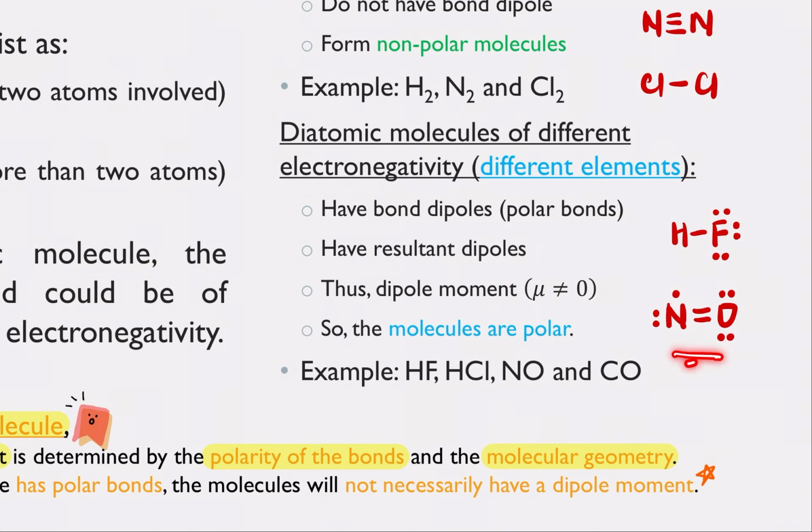Same case as NO. This is the Lewis structure for NO, between nitrogen and oxygen. Oxygen is more electronegative because it is in group 16, while nitrogen is in group 15. So your bond dipole will look like so, since this is the partially positive side and this is the partially negative side. Therefore, NO is a polar molecule.